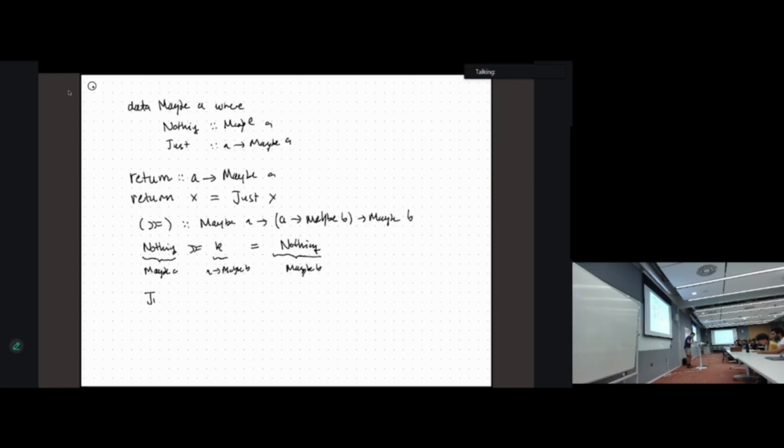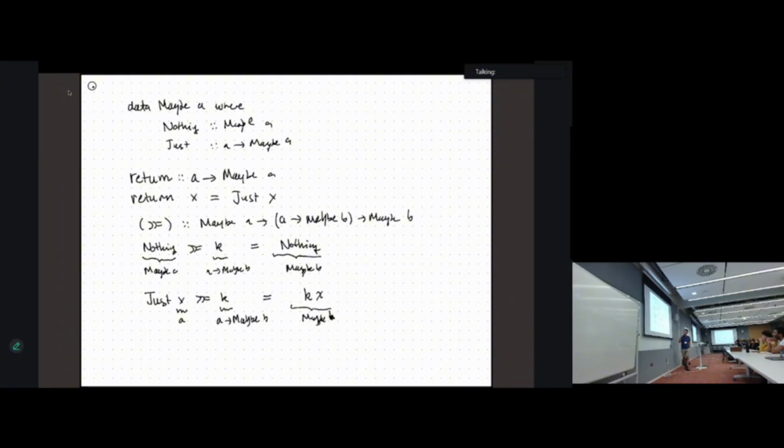Then we've got the version for just, so just x bind k. This here has type A, this here has type A to maybe B, and then we're going to make it equal to something. Whatever this is better be of type maybe B, and then we're very limited in our options. We can only just pass in the x to the k, and we're done.